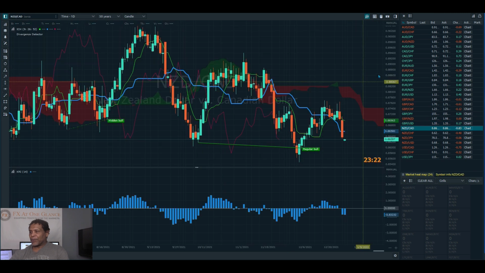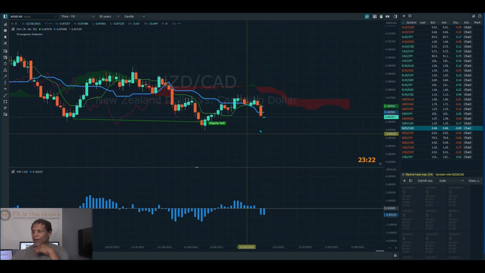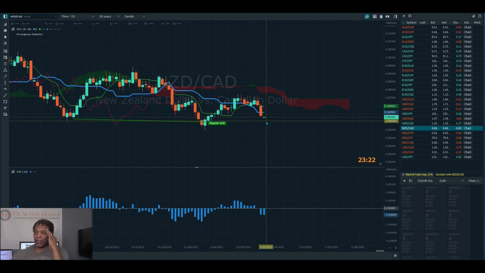Okay, we're almost getting done. New Zealand dollar CAD. You're making lower highs. Found a bottom here. Have we made another high, higher low? Not yet. So we need to see what the market's going to do.